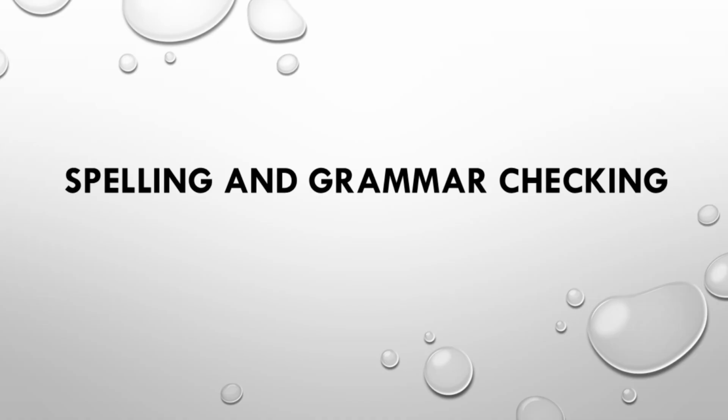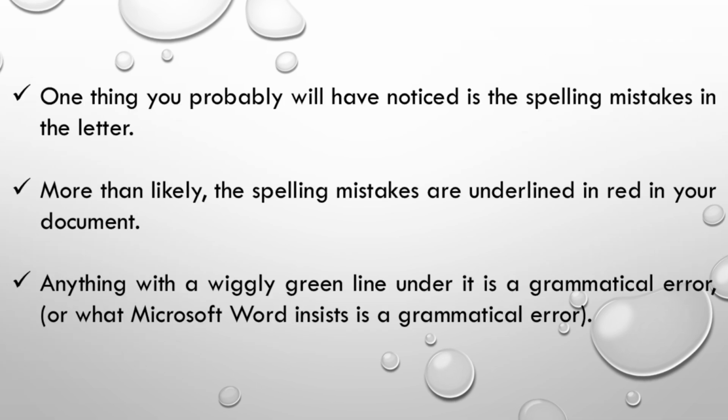Spelling and grammar checking. One thing you probably will have noticed is the spelling mistakes in the letter. You should have typed the letter exactly as it was, and left any spelling errors in. More than likely, the spelling mistakes are underlined in red in your document. Anything with a wiggly green line under it is a grammatical error, or what Microsoft Word insists is a grammatical error.